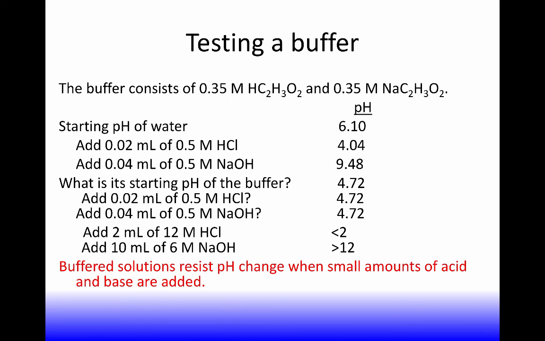Remember, buffered solutions resist pH change when small amounts of acid and base are added. So all you really have to understand is the process. The process is when you add a small amount of acid, it's going to react with the conjugate base and not build up. The hydrogen ions won't build up. If you add a small amount of base, it's going to react with the hydrogen of the acid and make water, so the hydroxide ions don't build up. So with small amounts of either added, the pH doesn't change.